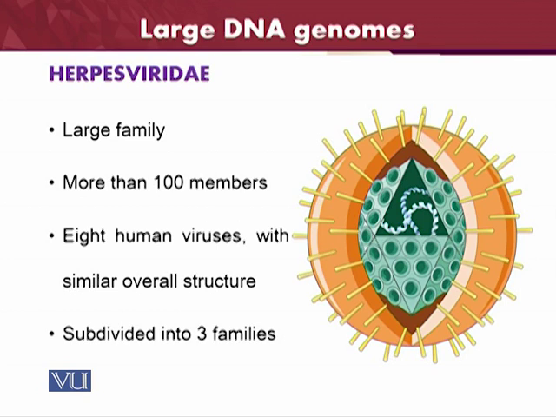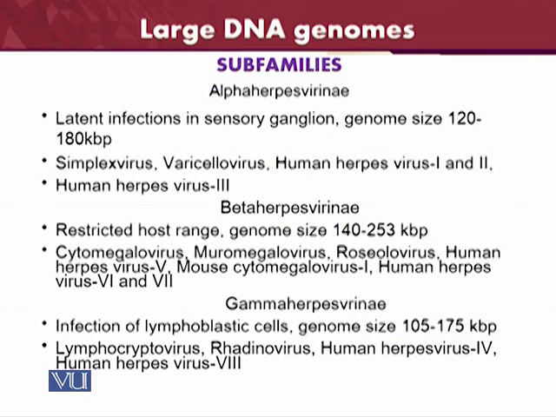We will study in detail about every virus later. The subfamilies of the herpes viruses are alpha herpesviridae, beta herpesviridae and gamma herpesviridae. What is the alpha herpesviridae? Latent infections in sensory ganglia, and genome size is about 120 to 180 kb. Simplex virus, varicella virus, and human herpes viruses are the examples. Human herpes virus 1, human herpes virus 2 and human herpes virus 3 are the examples of this herpes virus.